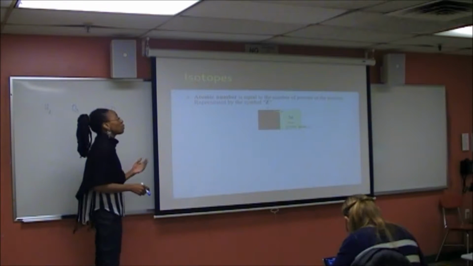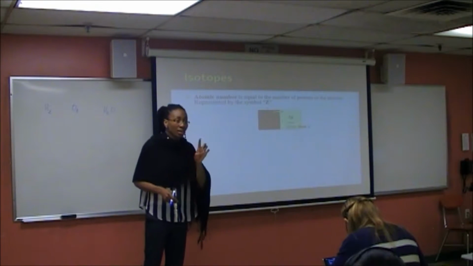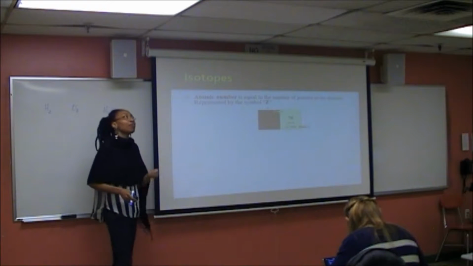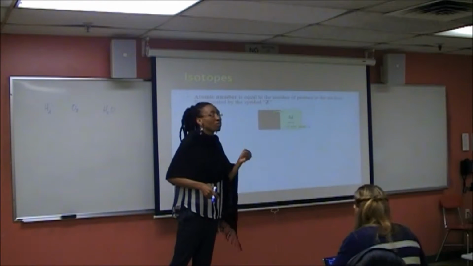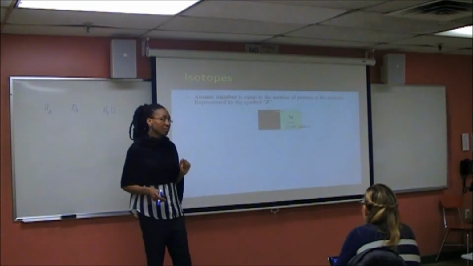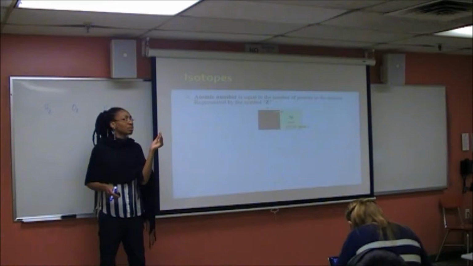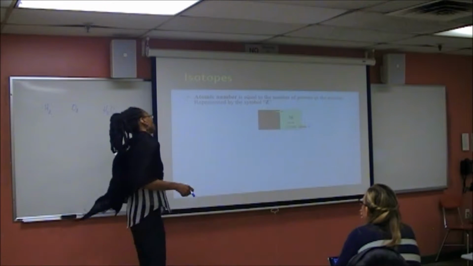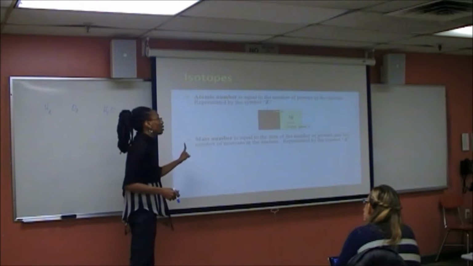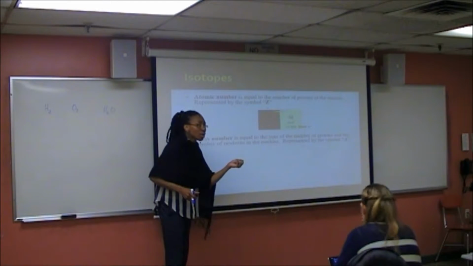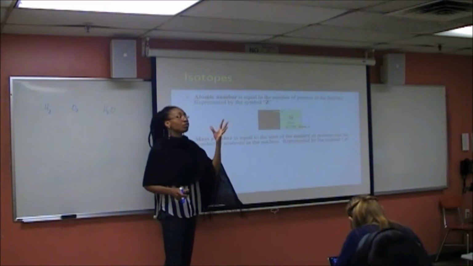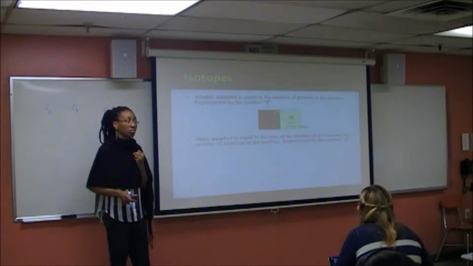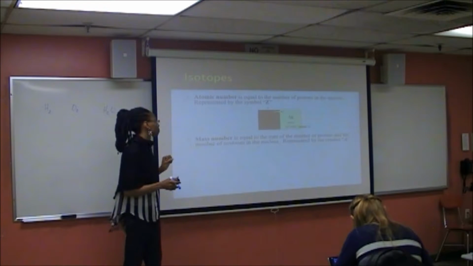Now your atomic number represents the number of protons that you have in your atom, and it has the symbol Z. If your atomic number represents the number of protons, what does it also represent? Electrons, the number of electrons. Why do we know that? Because they need to be equal in order for you to have a neutral charge. Very good. So your mass number is equal to the sum of the number of protons and the number of neutrons that you have. It has the symbol A. Do we get that? Alright.